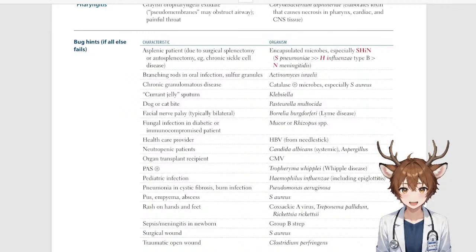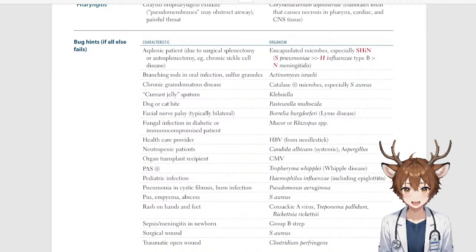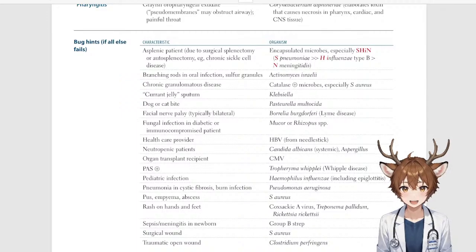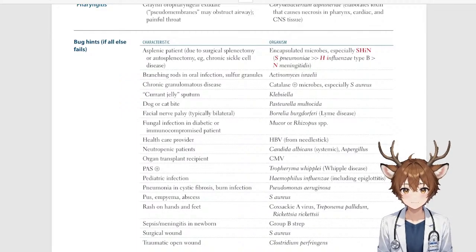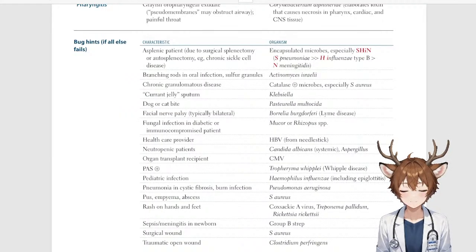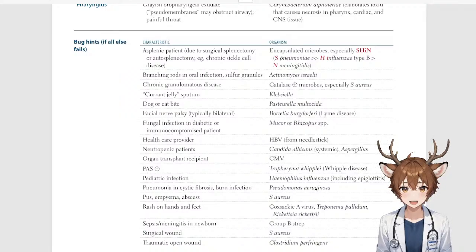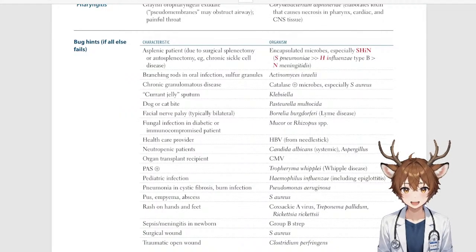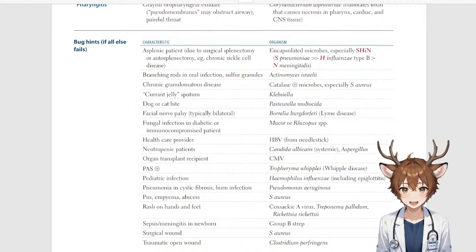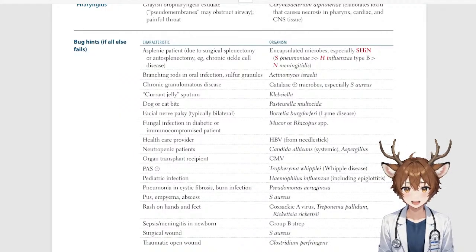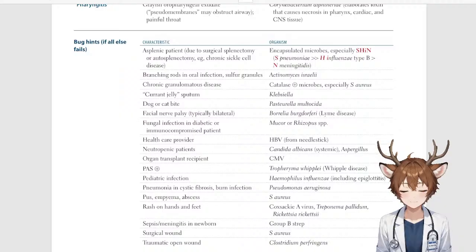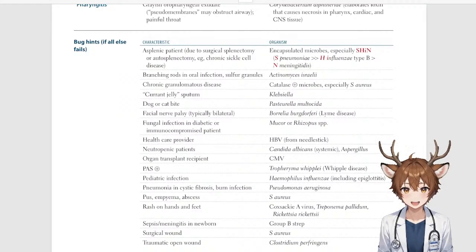Pneumonia in cystic fibrosis, burn infection. What do we think? Pseudomonas aeruginosa. Yeah, that's a good one. Pus. Well, I mean, obviously not good to have, but it's a good association to know. Pus, empyema, abscess, Staph aureus. Rash on the hands and the feet. What do we think? Coxsackie virus A, or Treponema pallidum, or Rickettsia. Couple different things. Sepsis or meningitis in newborn. What do we think? Group B strep. Surgical wound. Think Staph aureus. For traumatic open wound, think about Clostridium perfringens.